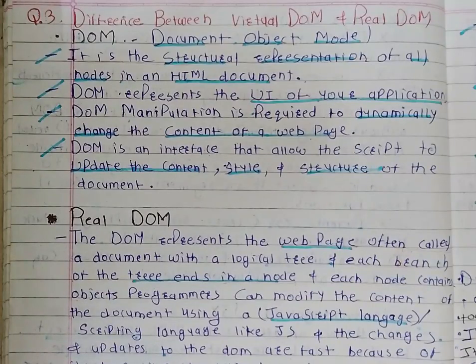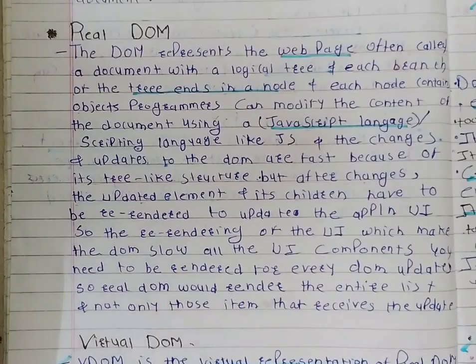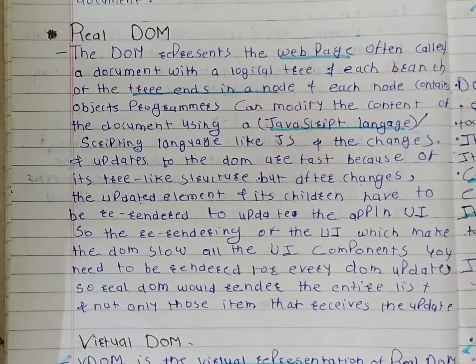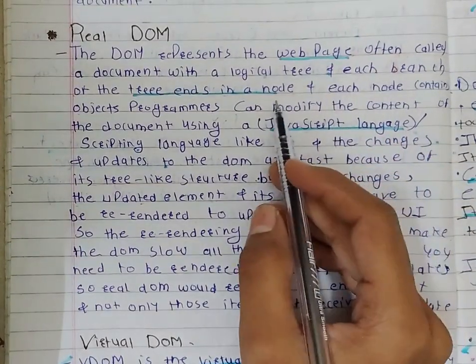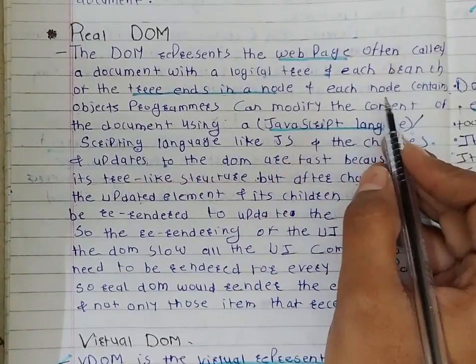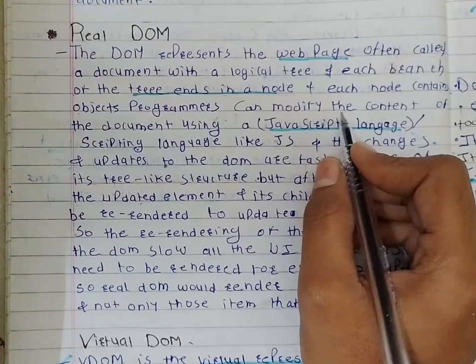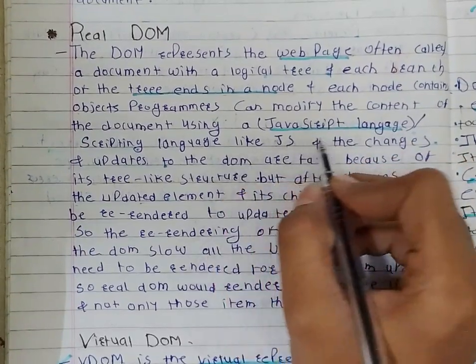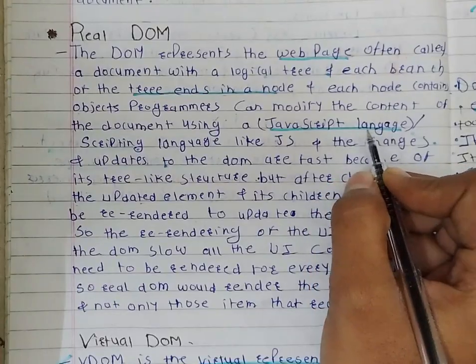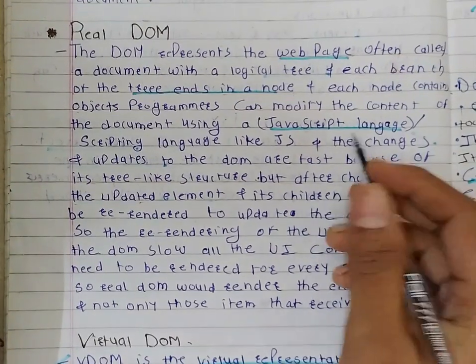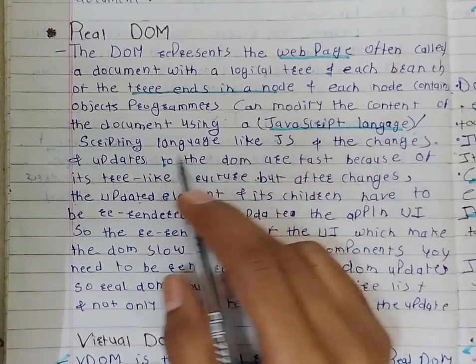So basically it represents a web page. We can also sometimes call it a document, and it's like a logical tree, and each branch of the tree ends in a node, like an HTML node, and each node contains an object. So each node has objects that programs can modify, just by using JavaScript. So we can make a web page made by HTML and CSS, which is static, dynamic by using JavaScript to modify the content.